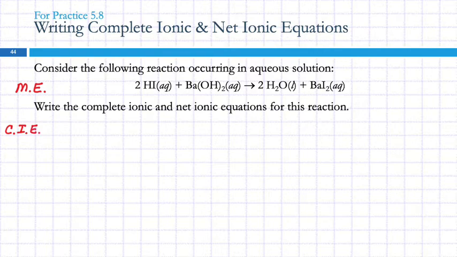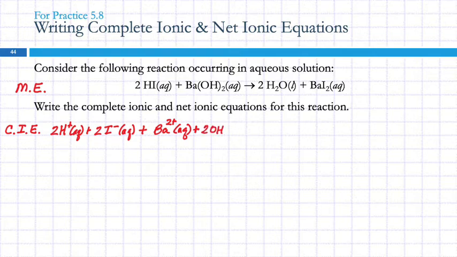And I'm going to have 2 hydrogen ions and 2 iodide ions. And then the next one, aqueous, not an acid, so definitely we're going to write that as separate ions. So that's barium 2+. And how many hydroxides? 2. 2 hydroxide ions, because the formula tells me that. There's 2 OHs for every 1 Ba.